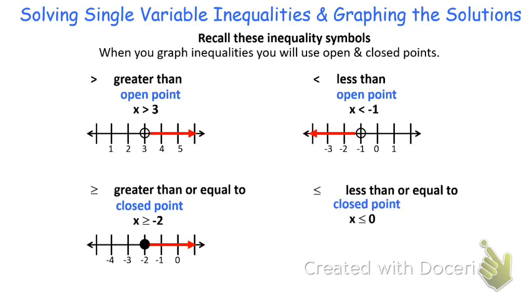Another example for less than or equal to would be x is less than or equal to 0. Here, we'll put a closed point at 0, and to show that we have numbers that are 0 or less than 0, we will use the closed point, saying that 0 is a solution, and shade to the left to indicate that we want numbers also that can be smaller than 0.